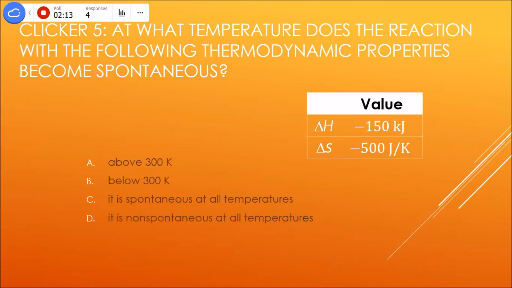See, when does this become positive? When does this become negative?